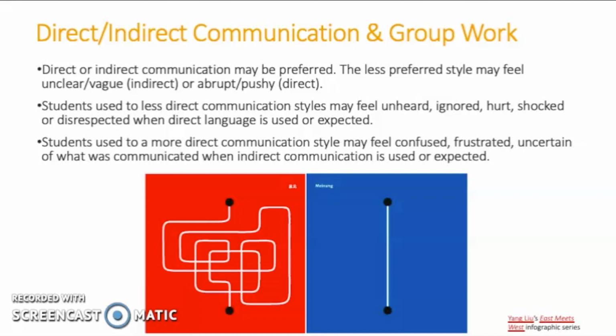Let's just do this. They might feel unheard or ignored or hurt. Whereas on the flip side, if the students tend to use a more direct communication style, they might feel confused, frustrated, uncertain of what was communicated when indirect communication is used or expected. So they're used to getting straight to the point and you're trying to explain everything and they're getting confused and frustrated. So you can see in a group work setting, this can be extremely frustrating. It's important to know the different cultures and how this person might be approaching communication.